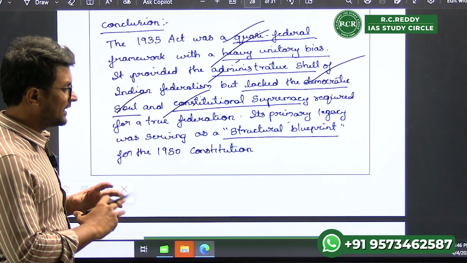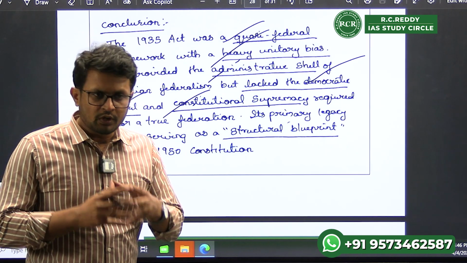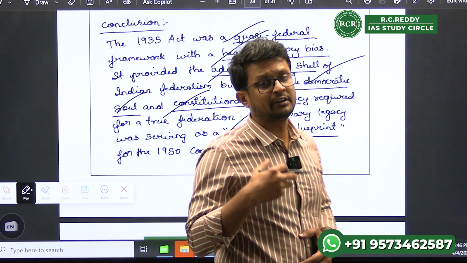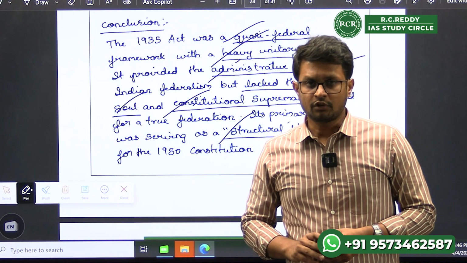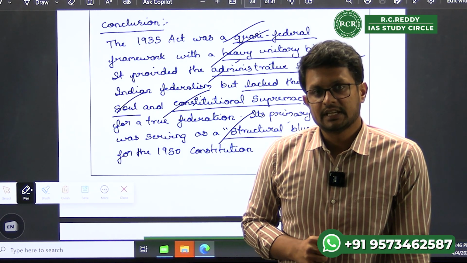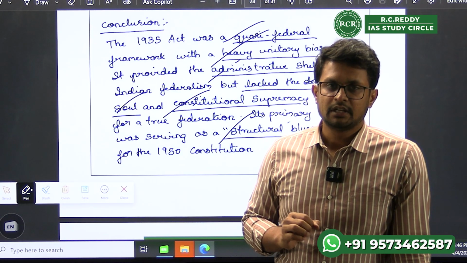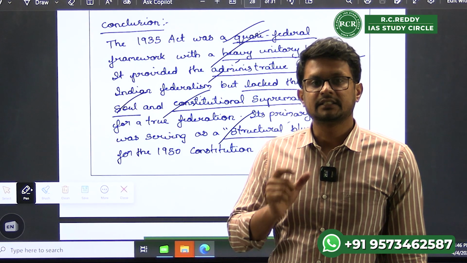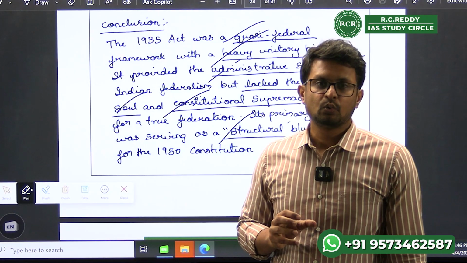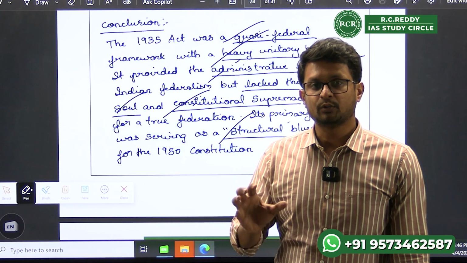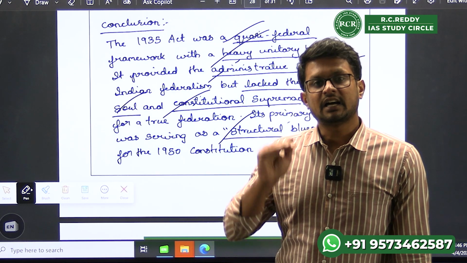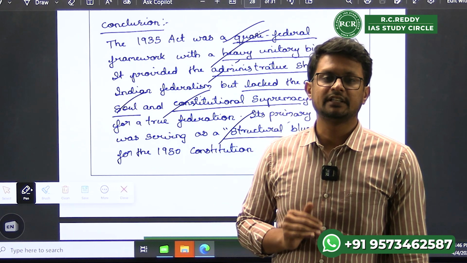Hence you can say that it is not a true federation, but the only major achievement of this is that it formed a structural blueprint for India's constitution. So friends, what are the learnings from this question? The learning from this question is, first read the question properly, understand what the keywords are and then the demand of the question. Once you understand the demand of the question, try to get points that you can fill in for a good introduction, body and conclusion. Structure the answer with relevant points and write it within the time and word limit.